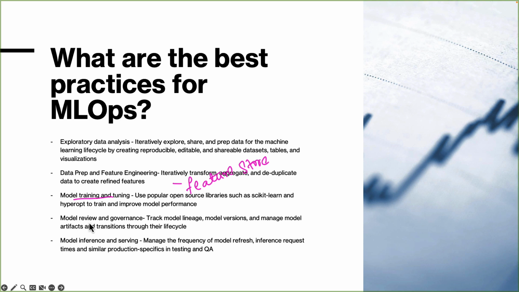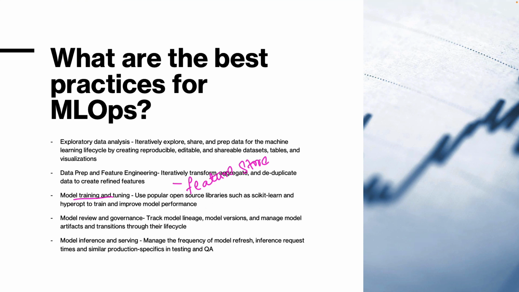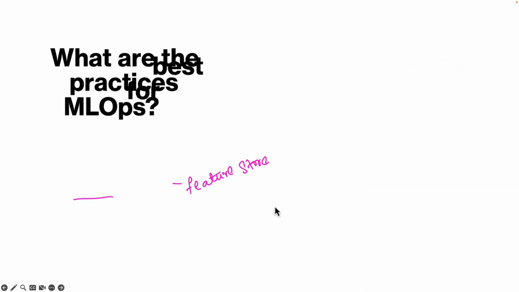And model inference and serving. Here we will be majorly interested in managing the frequency of model refresh. See, once the model is deployed into production, we'll not just end there. We'll have to monitor the model, how it is working, whether it is deviating from the expected process or expected accuracy. We'll have to manage the frequency of model refresh. So all those things will be taken care of in the step of model inference and serving.